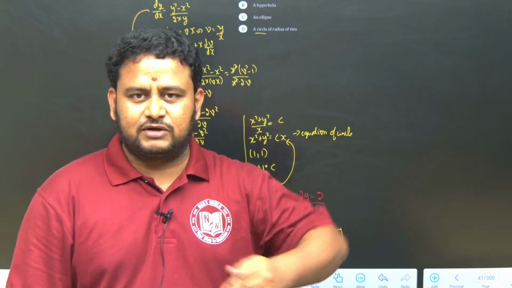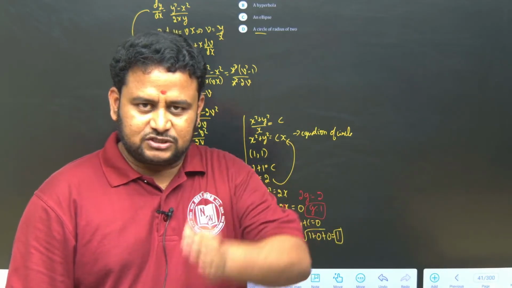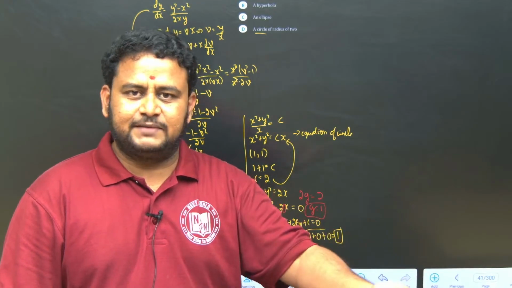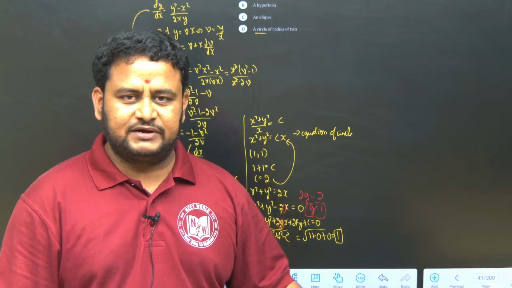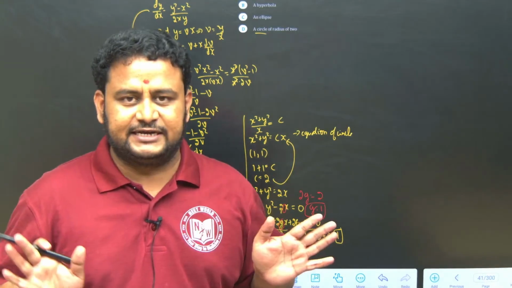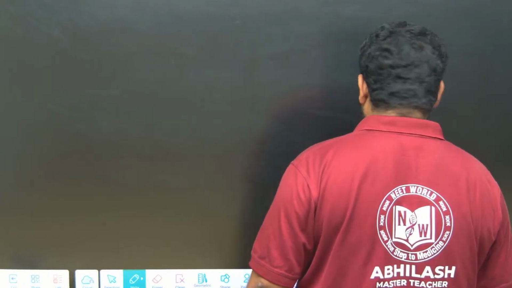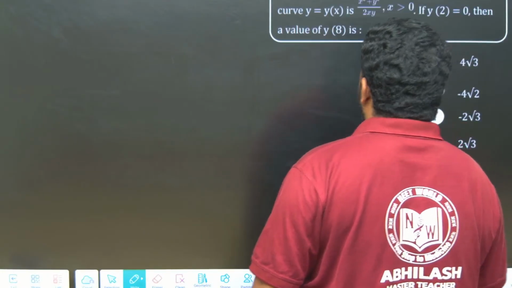Okay, in every method you are getting back to variable separable form. Reducible to homogeneous equation, reduce to homogeneous equation, then reduce to variable separable form, that's it. Then solve it accordingly. That is, you have to integrate. Clear? Let us move to the next question. I hope it is clear. I have given a detailed solution. Each and every step is clearly explained.